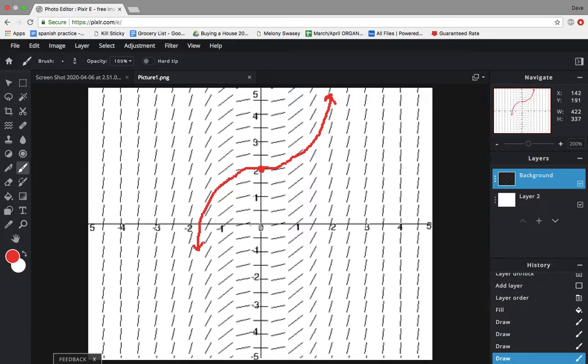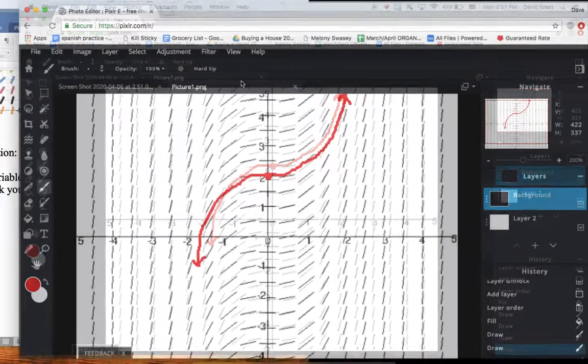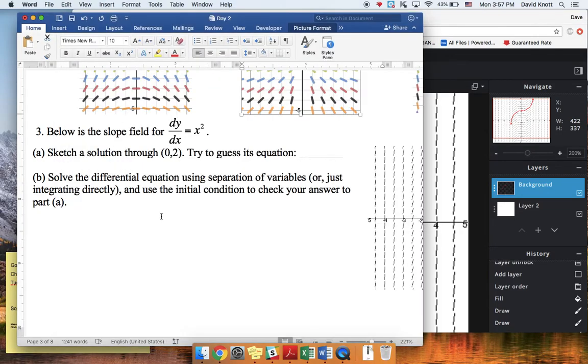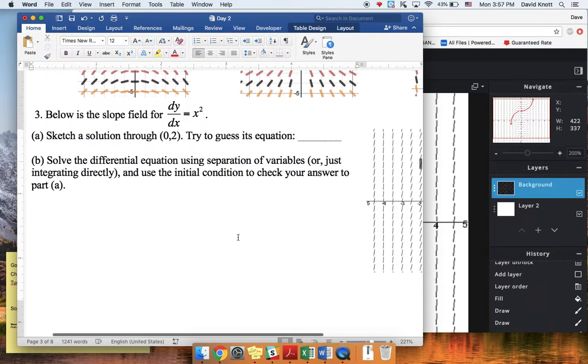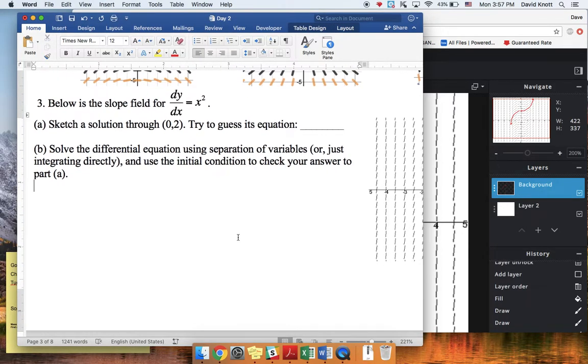If you wanted to guess this graph, it does look like a cubic. It looks like a cubic that's been shifted up by 2 units. Maybe it's like x to the third plus 2. Possible, but there's no way of knowing for sure just from the graph. Now let's just solve this differential equation using separation of variables. Okay, so we need to get all the x's and y's on different sides.